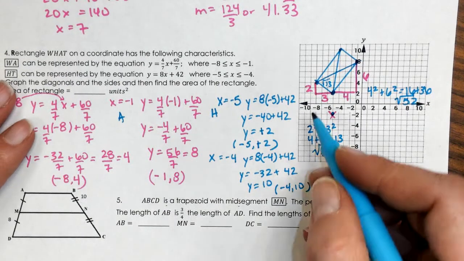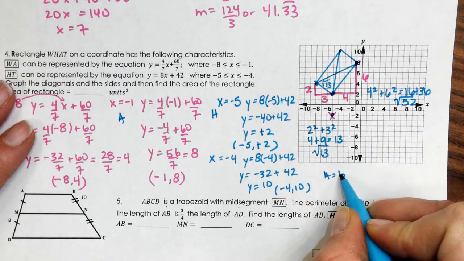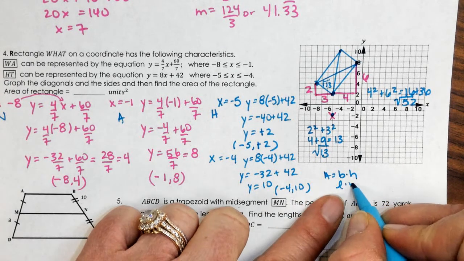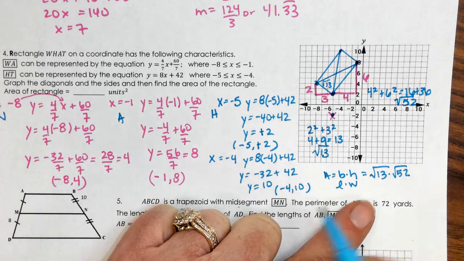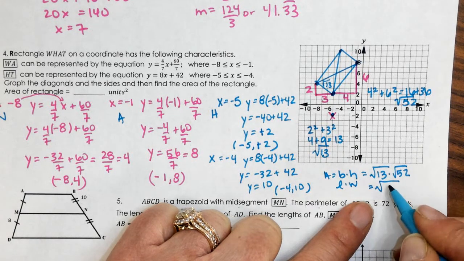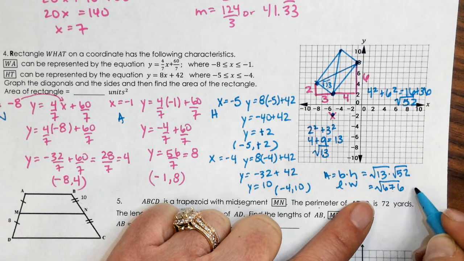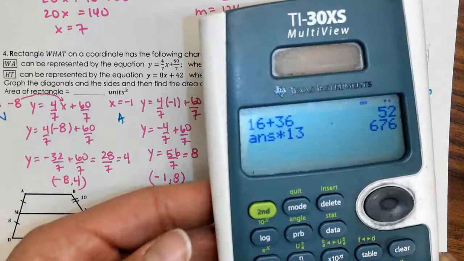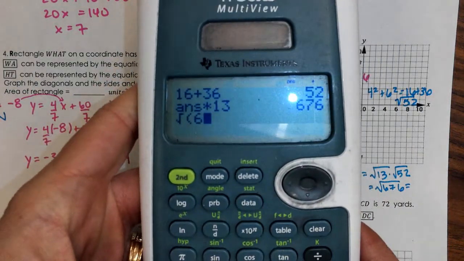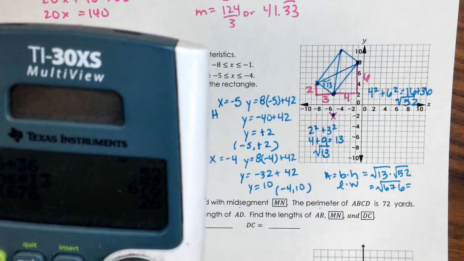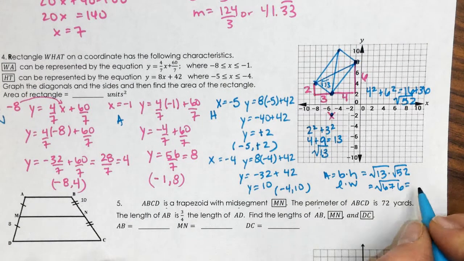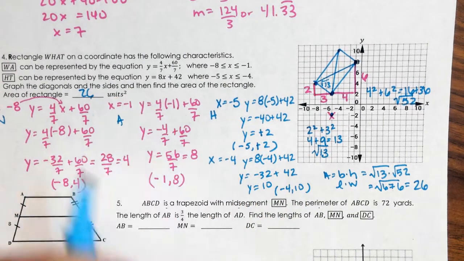All right. So the area of this, I'm using base times height, or length times width, is going to be equal to the square root of 13 times the square root of 52, and 13 times 52 is the square root of 676. I'm just going to take the square root of 676. So it's a perfect square. It's 26. So I have 26 square units.